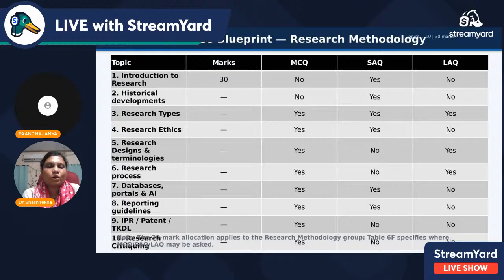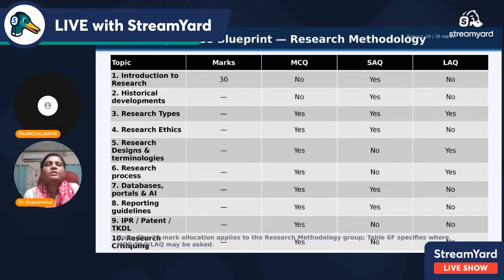These are the topics which come under research methodology. The first topic is introduction to research. In that, the maximum number of questions you will get is from SAQs, that is, for 5 marks. In this introduction to research, you will have what is research, what is the scope of research, and what is the significance of research in medical science or our integrative science. All this you have to prepare for 5 marks.